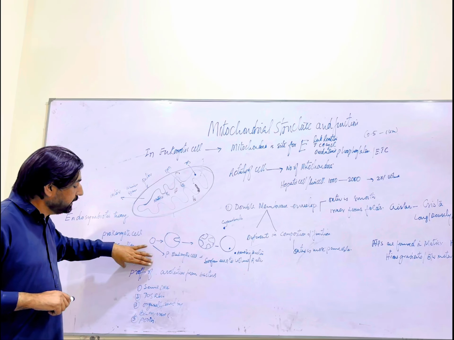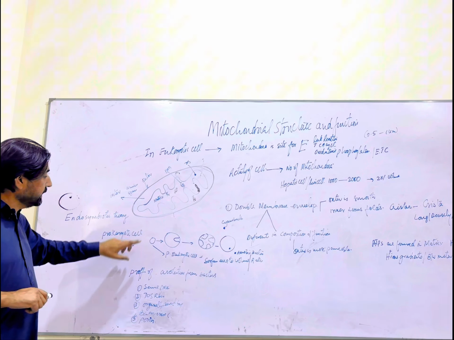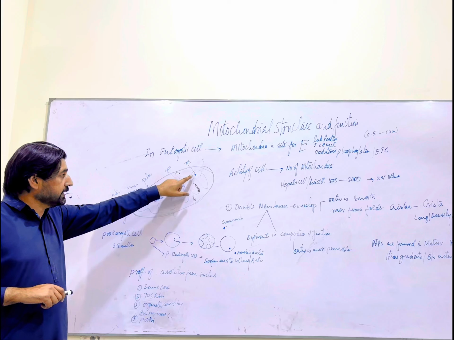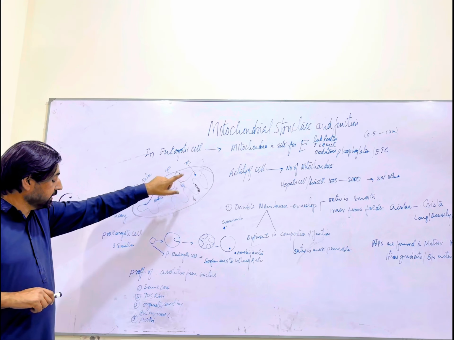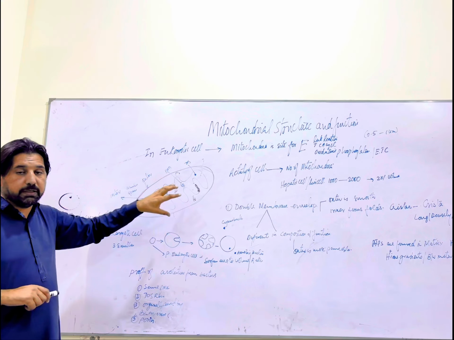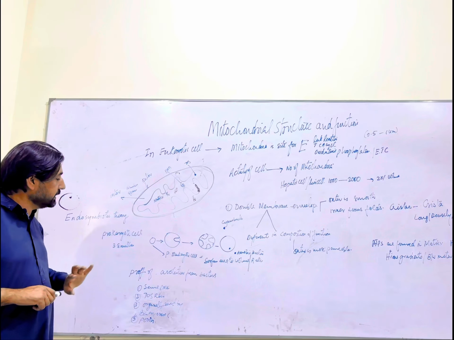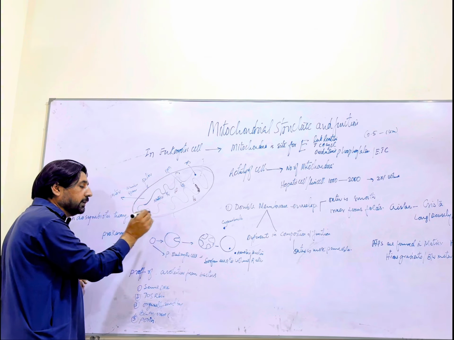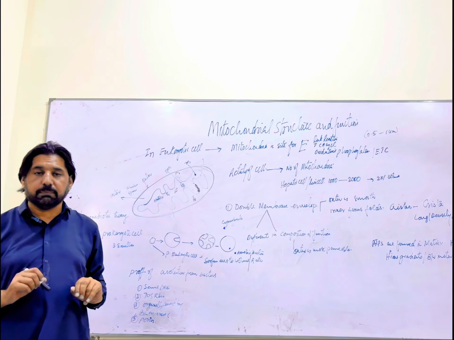There are certain points which support this theory. The DNA of the mitochondria is similar to the DNA of the prokaryotic cell. It has a 70S ribosome, and this 70S ribosome is also present in the prokaryotic cell. Also, a very important thing: mitochondria multiply by binary fission. Binary fission is also exhibited by prokaryotic cells. Another thing is that the outer membrane of the mitochondria contains porins. These porins are also present in the membrane of prokaryotic cells.